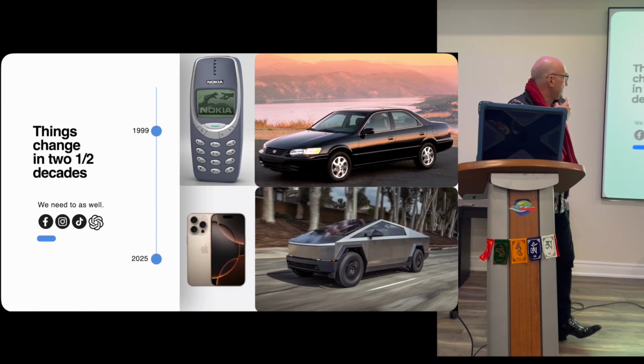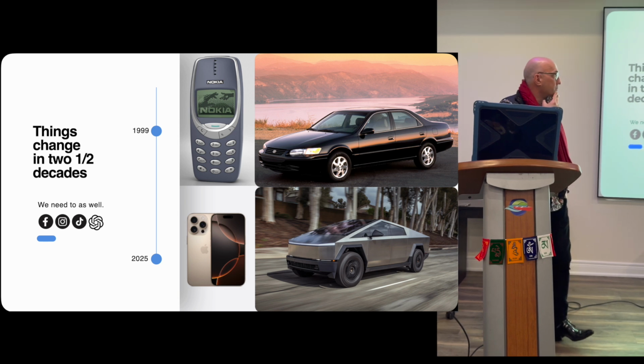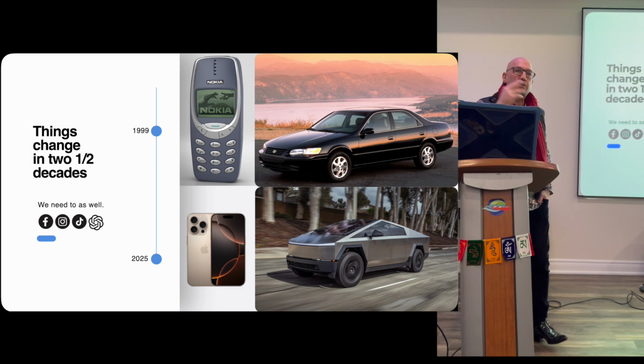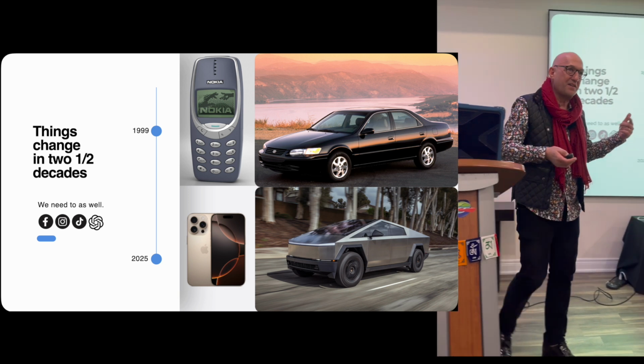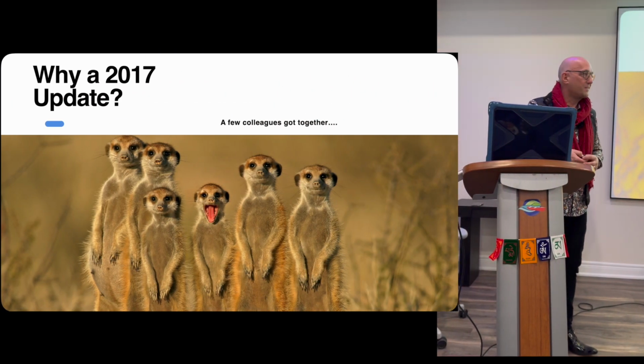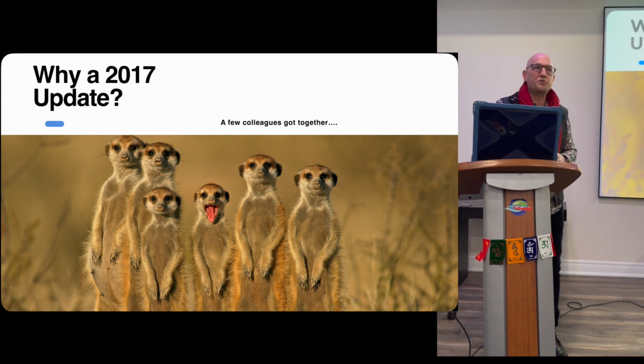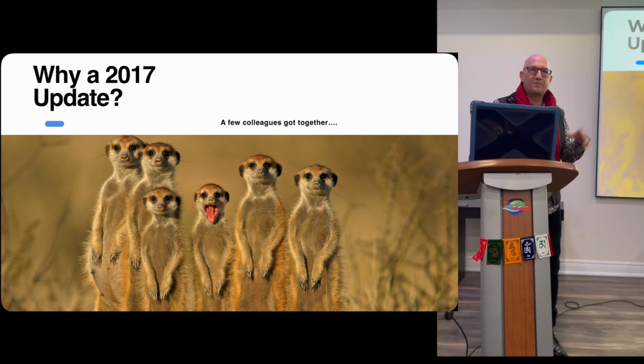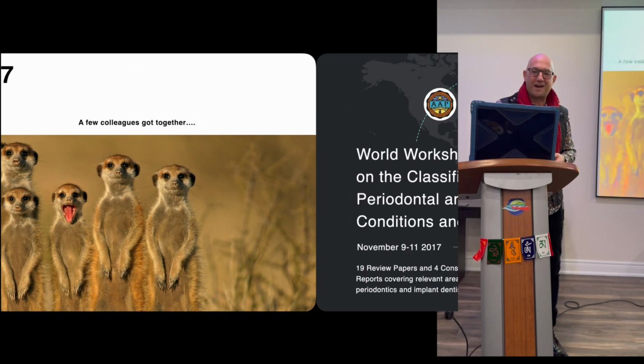So things change in 2.5 decades. If you think about your phone in 1999, that's when the last guidelines were out, right? And your phone today, and just the type of car that's available then and now, things change rapidly. And the pace of development is never going to be as slow as it is right now. You can only expect it to accelerate. So why did they even do an update, right? What was wrong with 1999? That worked well, it was going fine. Why do we stir it up, right? Why do we do that?